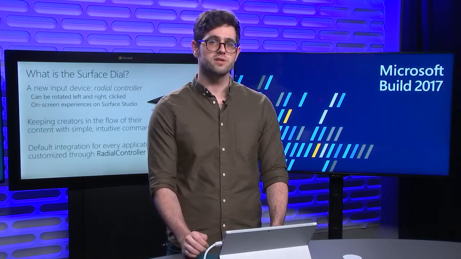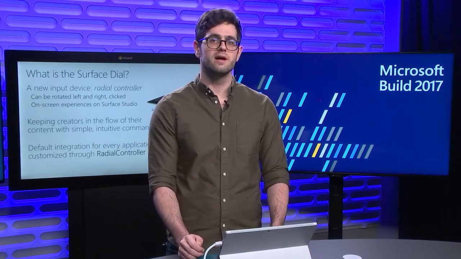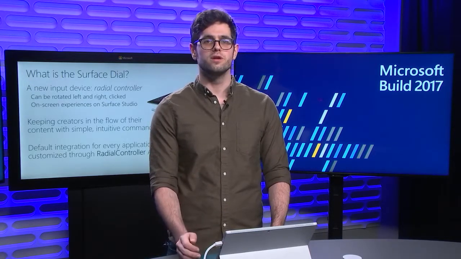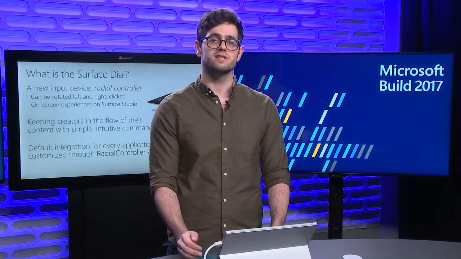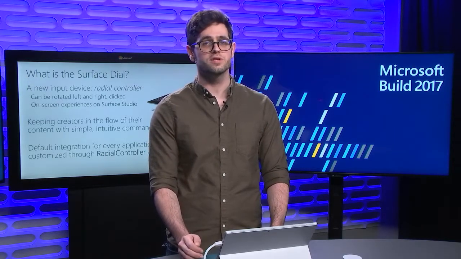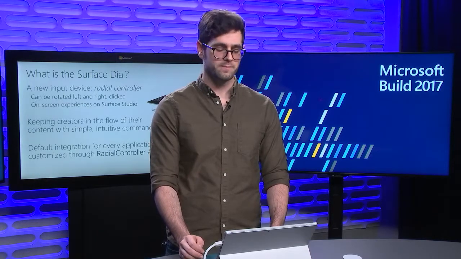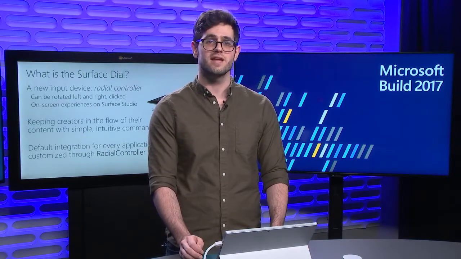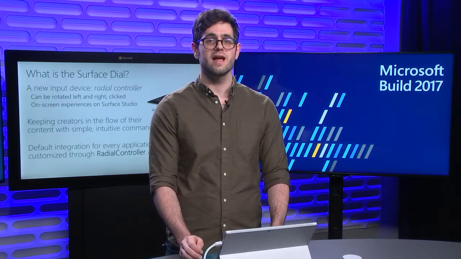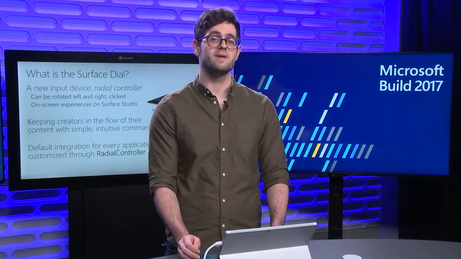Now, the default integration that you saw, changing volume, scrolling, undo, redo, all of these things are provided for free by the Windows platform in every single application, whether that's a universal app or a Win32 app. However, we know the best experiences come when developers have the ability to customize and create an experience that's tailored for their application's needs. That can be achieved through the Radial Controller APIs.